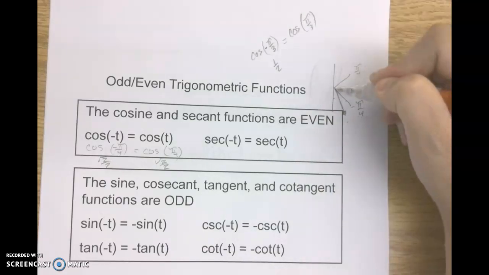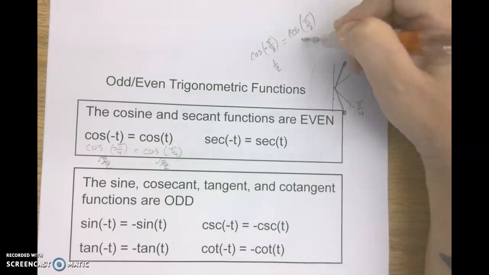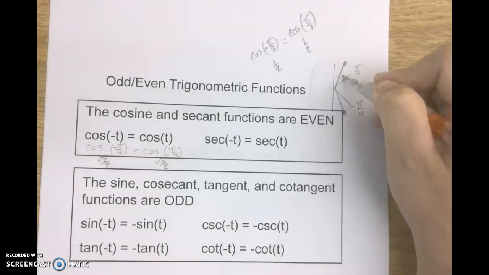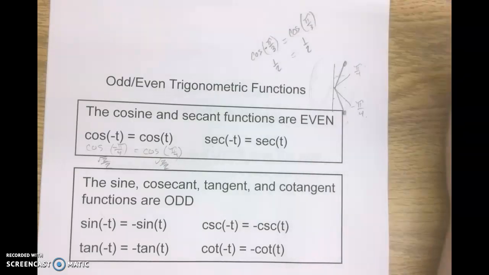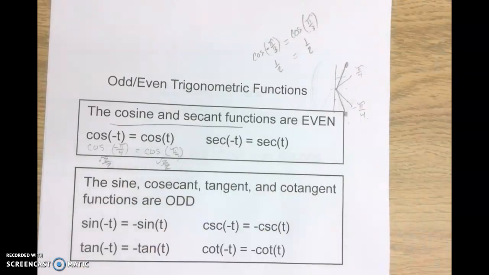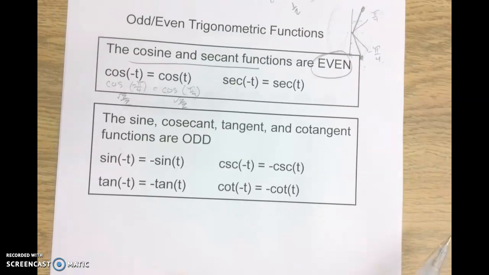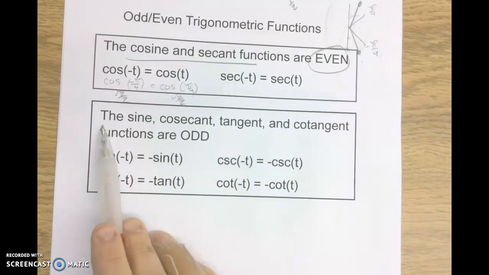And the cosine of positive pi over 3 is also 1/2 because it's still on the right side of the y-axis. So again, cosine and secant are even functions.